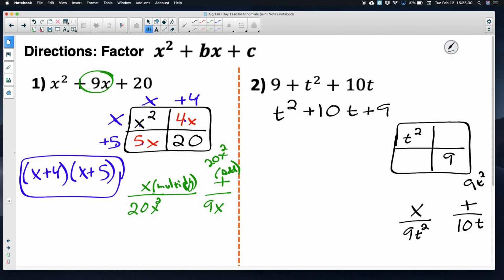So after some thinking, what multiplies to 9 and adds to 10? Well, that's 9 and 1. So I've got 9t and t. So now I'm going to factor using greatest common factors on the rows and on the columns. What goes into t squared and 9t? Well, that's t. What goes into t and 9? Well, that's positive 1. What goes into the column t squared and t? That's t. What goes into 9t and 9? Well, that's positive 9. So my two factors are t plus 1 times t plus 9.